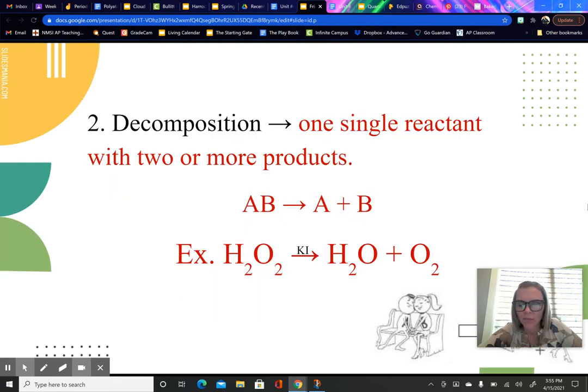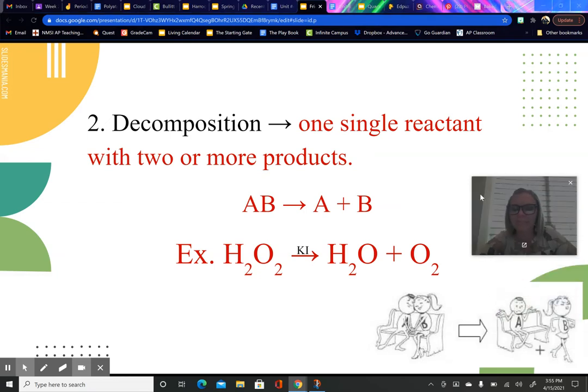Okay, next up, a decomposition reaction. Go ahead and take a second here, fill in your missing information on your paper, and then we will move on after that. Decomposition is the opposite of synthesis. In a synthesis, we're putting things together to form one, but in a decomposition, it's just like it sounds. Things are breaking apart, breaking down and decomposing.